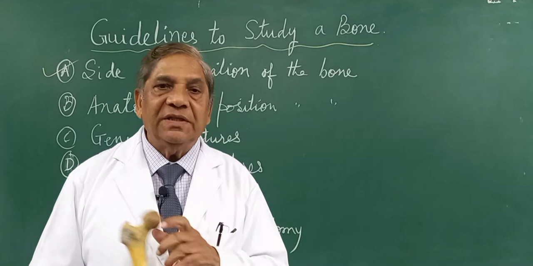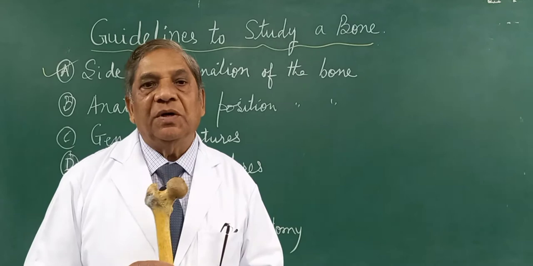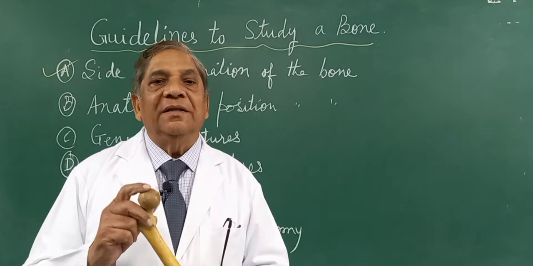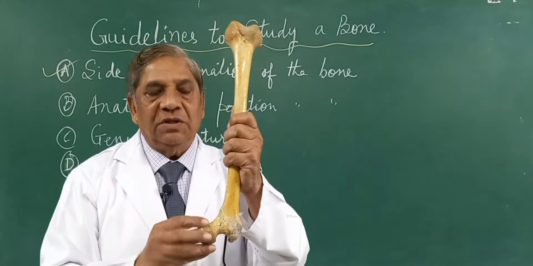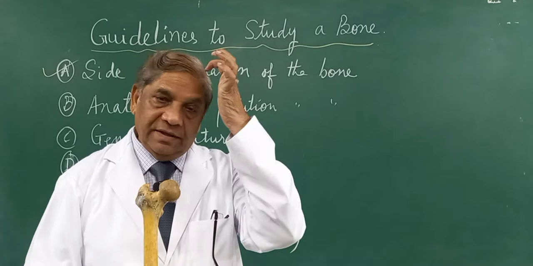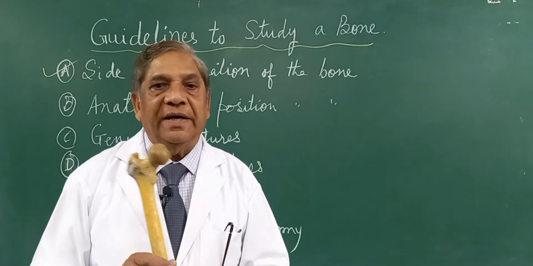I just told you that you have seen some of the broad points. For example, you have learned with the help of your teacher or book that the upper end has a head, a rounded ball-like structure. If this is the femur, that is the upper end. So never keep the bone like this, because then this head will go down. We know that the head is always at the proximal end of the bone, the upper end. So keep the bone with the upper end up.